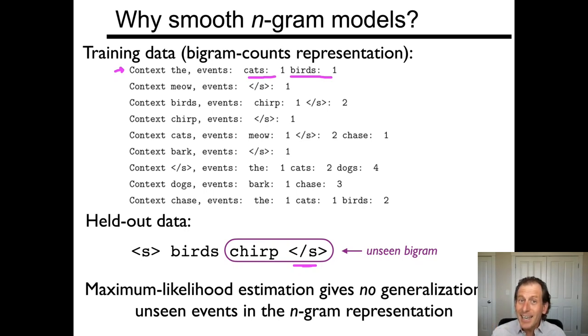So if I didn't see an n-gram in my training data, I assume that it's impossible. And that's a really bad idea because language is sparse. Most things that you'll encounter in the future you will not quite have encountered in exactly the same form in the past. So we have to do something different.